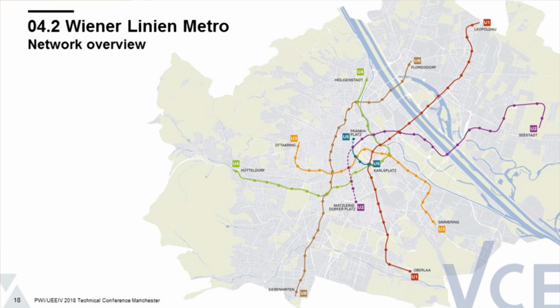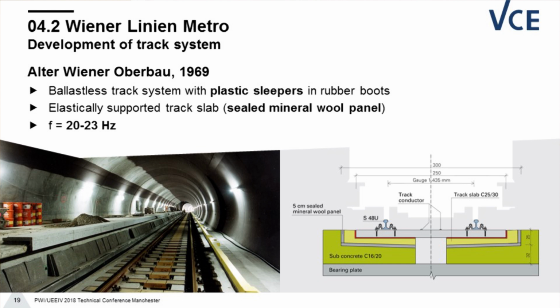Now there is a new project ongoing. It's basically the extension of the U2 line towards south and the small piece of U5, which is currently in phase of tendering. And I will just explain to you how we developed the track systems for these new sections. Basically, in 1969 on U1, the first track system was installed. It was called Alter Wiener Oberbau, so the old Vienna system. It was a ballastless track system with plastic sleepers in rubber boots.